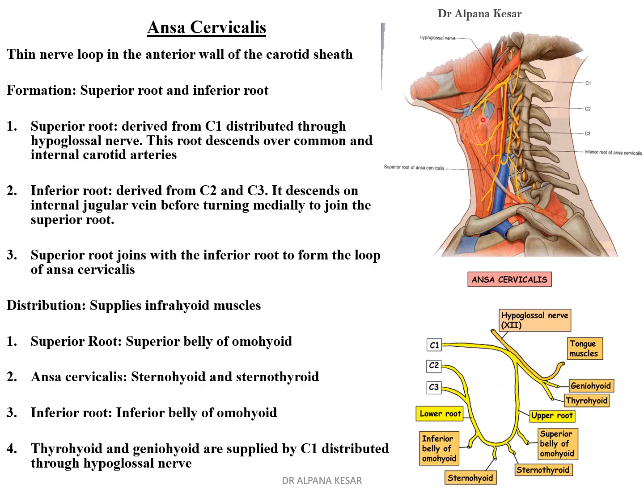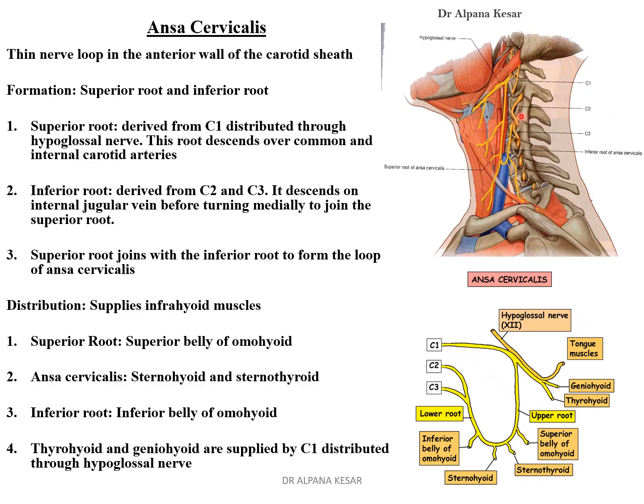Thyrohyoid, which is yet another infrahyoid muscle, will be supplied by the first cervical spinal nerve, whose fibers are distributed directly through hypoglossal nerve. This is the hypoglossal nerve which carries the fibers of the first cervical spinal nerve that is distributed to thyrohyoid muscle. These fibers are also distributed to geniohyoid muscle, which is actually a suprahyoid muscle.